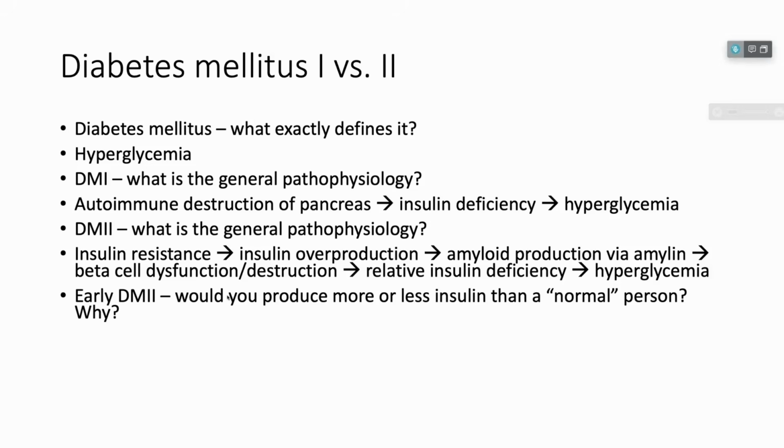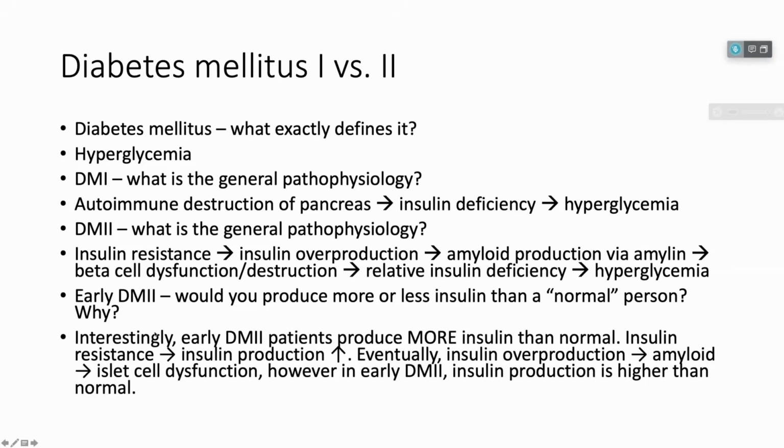So your body tries to compensate by overproducing that insulin. Yeah, exactly. So it's interesting, right? Because I never really thought of type 2 diabetes as being like, oh, I'm actually making more insulin than normal, but that's actually what you see.